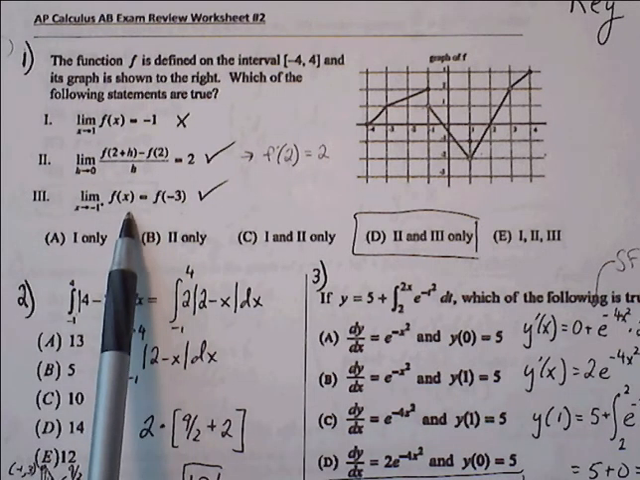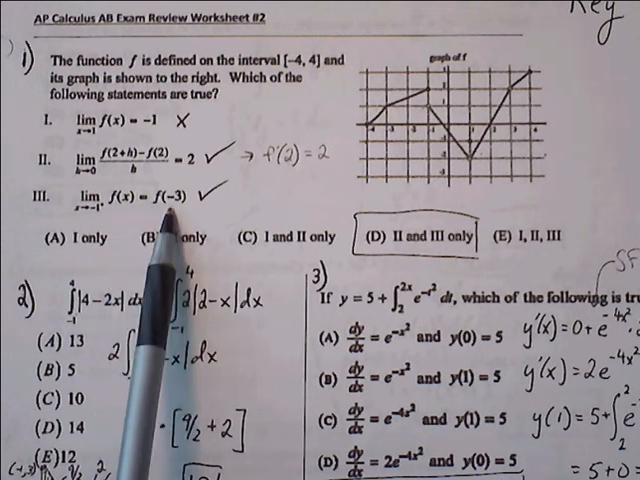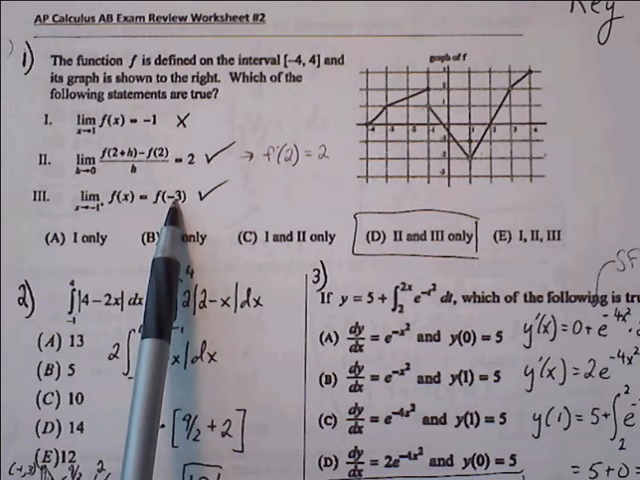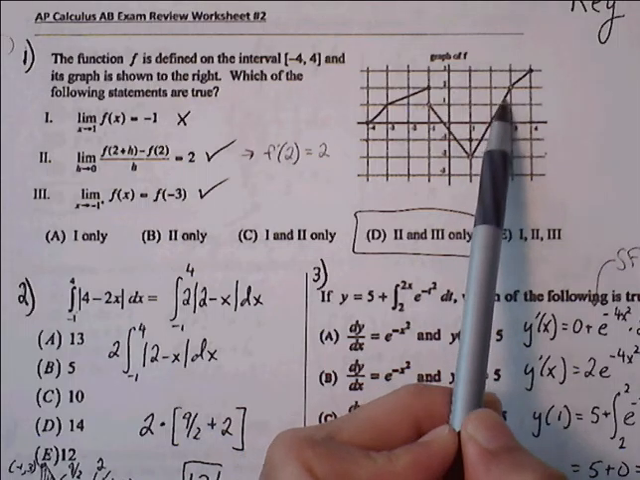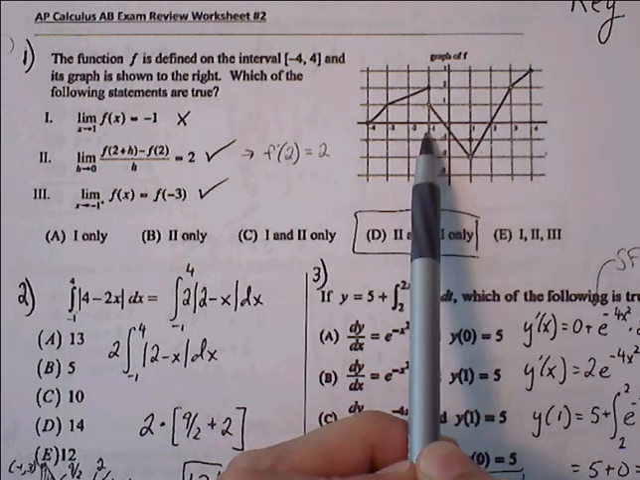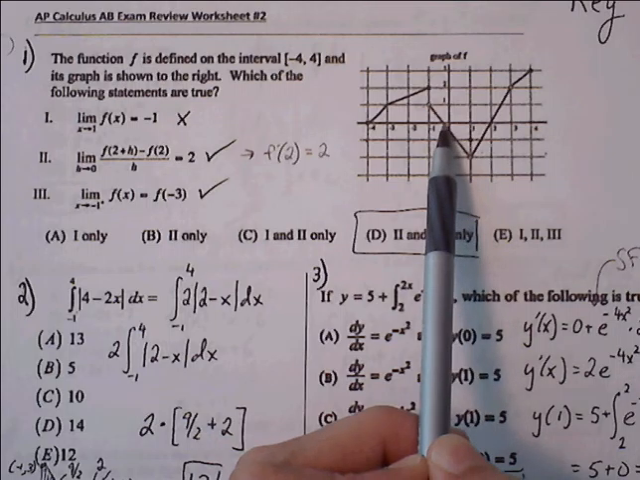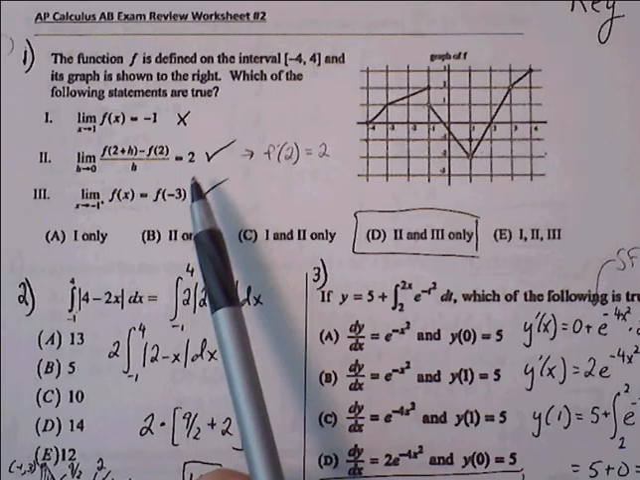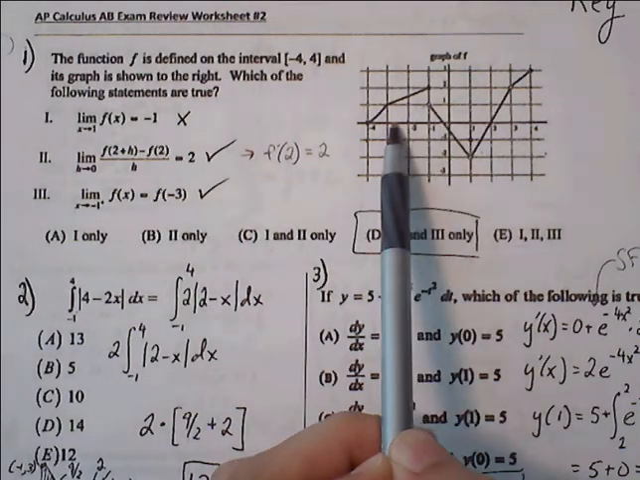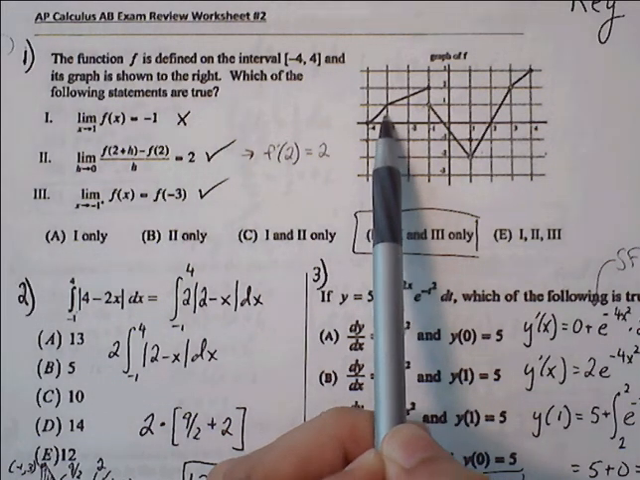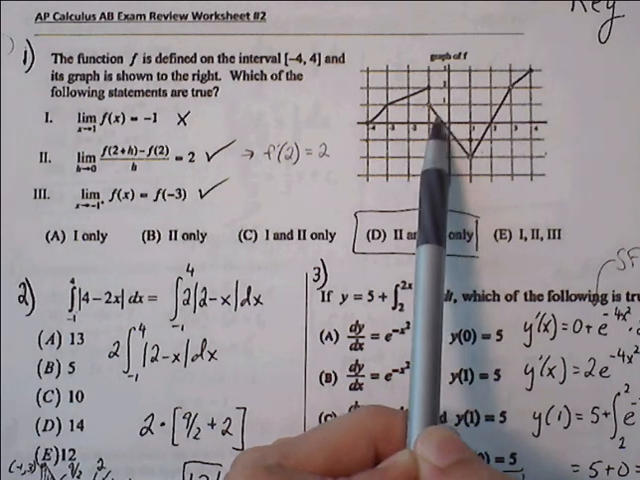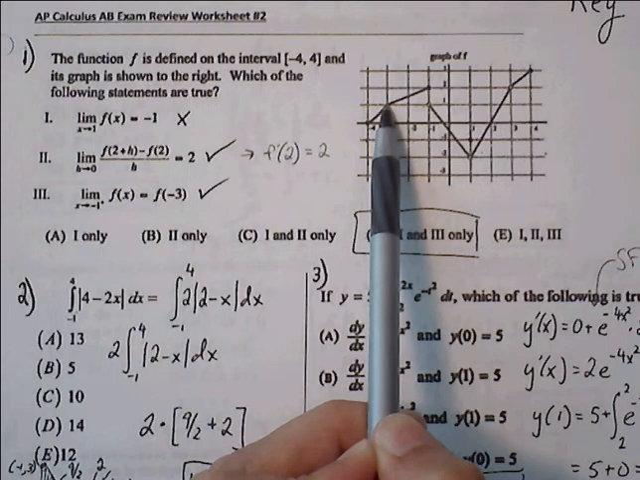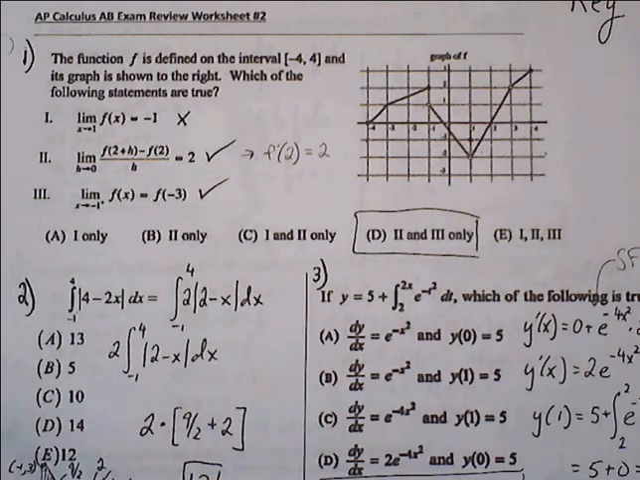Okay, limit as x approaches -1 from the right side is equal to f of -3. As we approach -1 from the right side, we see that the y value, the limit, is going to be +1. Okay, f of -3 is the ordered pair at this point, and the ordered pair of the graph at this point is also +1. So the limit as x approaches -1 from the right is +1, and the ordered pair at f of -3 is also +1. So that's a true statement.